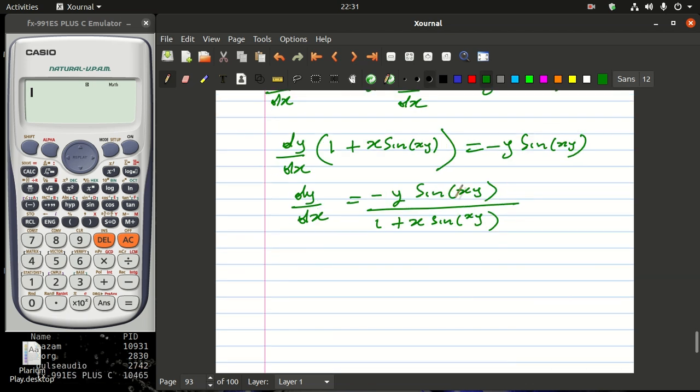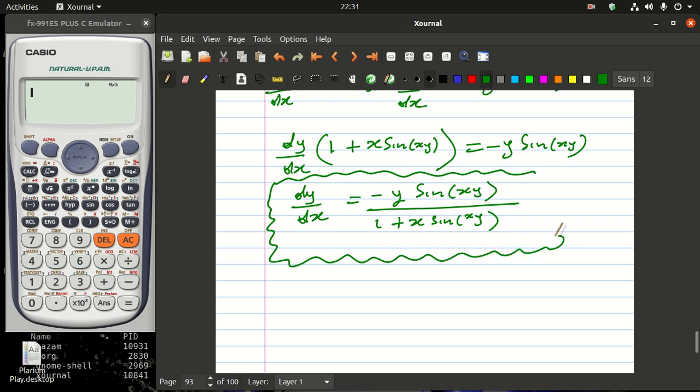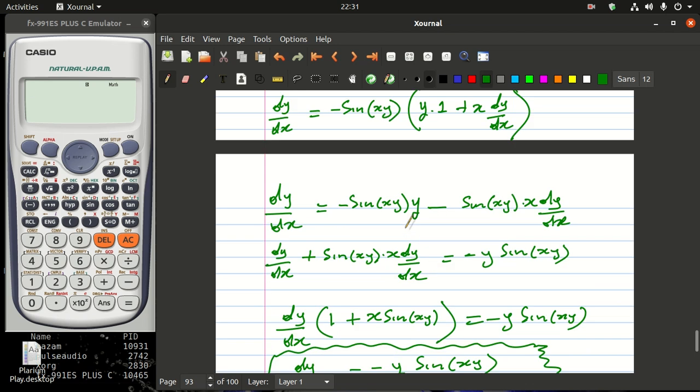So this is actually the derivative that we're looking for, or the slope of the tangent line that is touching the given curve at point x. So this is actually the derivative that we were looking for.